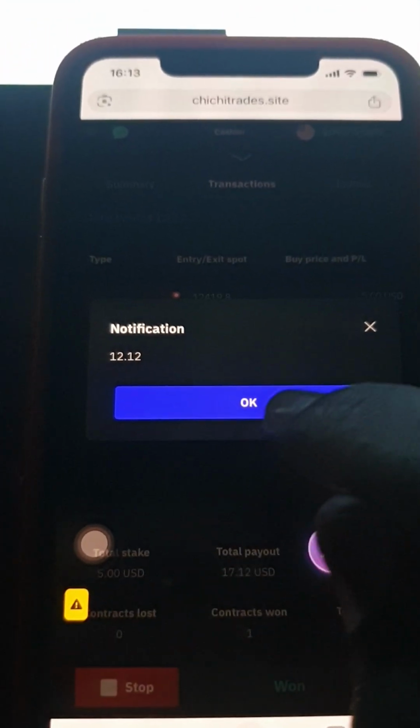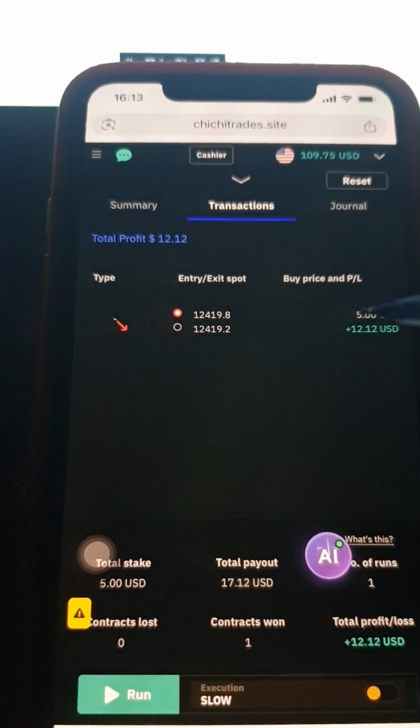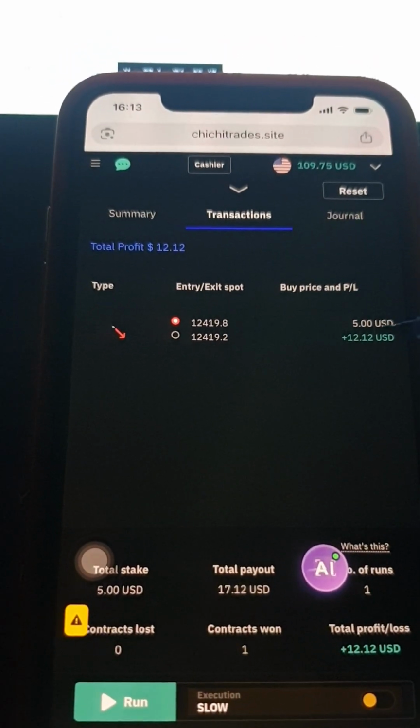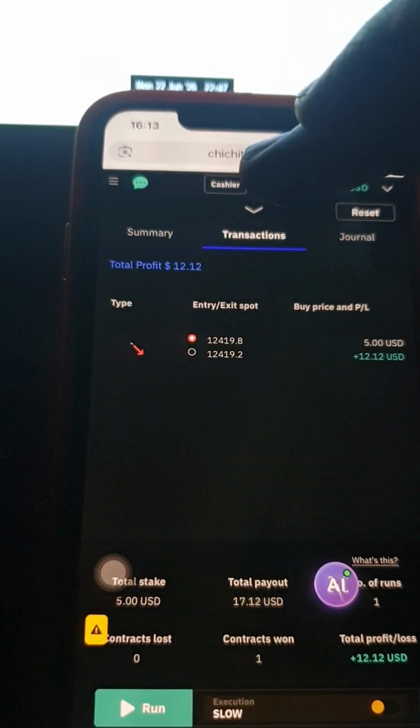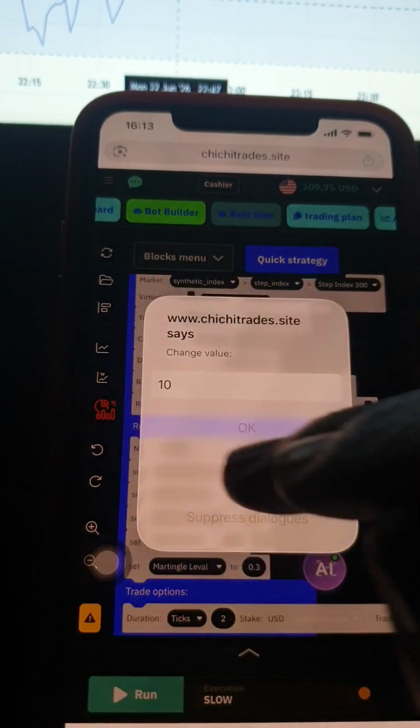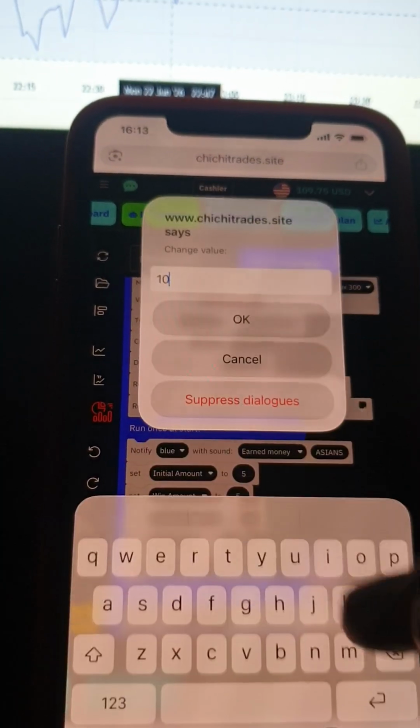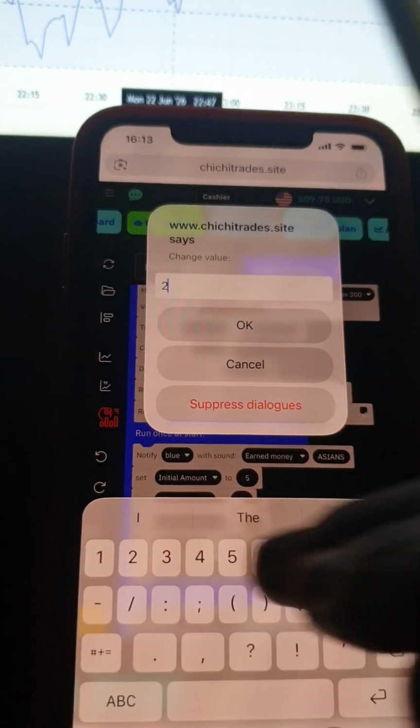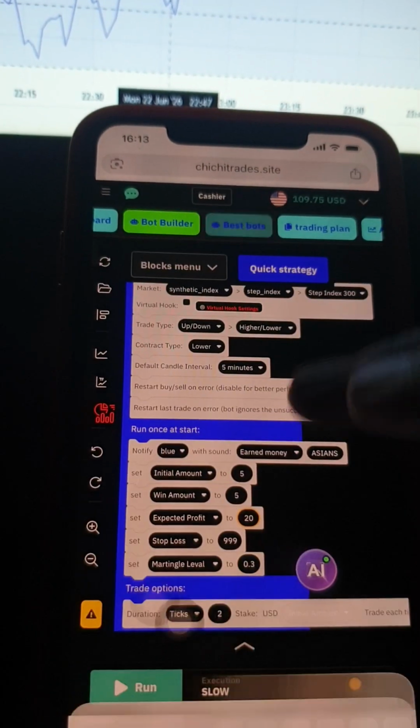Okay, so the first run, it's a win. You can see take profit hit, that's a profit of $12. So let's repeat the same process again. I'll increase my take profit to $20 and wait for another market.